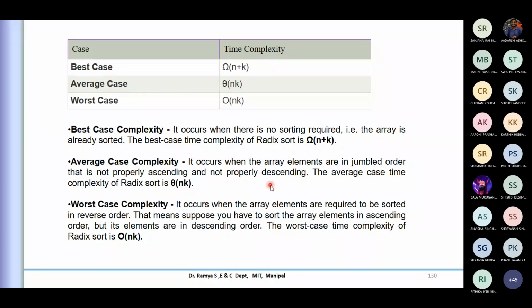Now what happens in the average case, where the array is unsorted and jumbled? In this case it is n into k, because there is a requirement of swapping. Now, what happens in the worst case? If you compare the average case and the worst case, it doesn't make much difference, because the worst case means I want to order them in ascending order, but they are given in descending order.